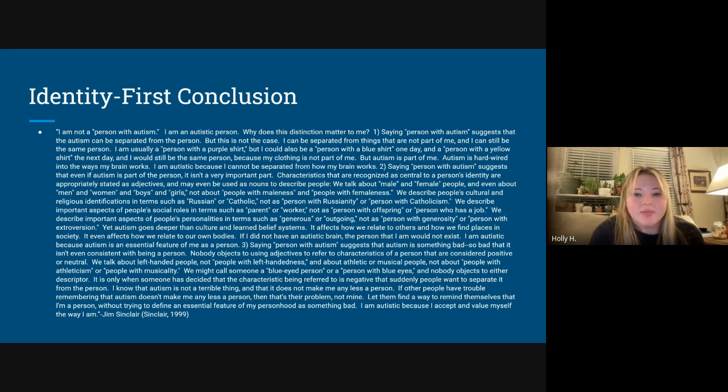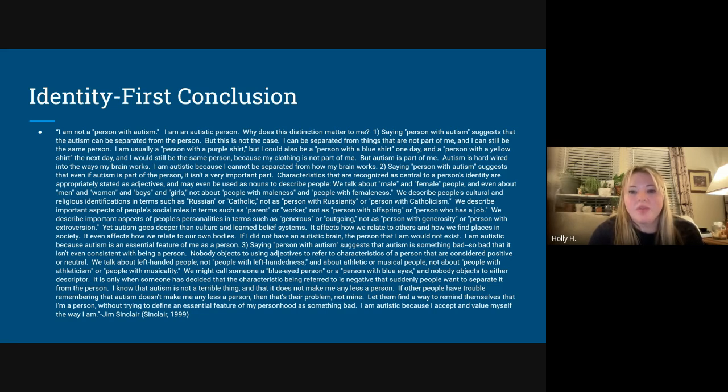Saying person with autism suggests that even if autism is part of the person, it isn't a very important part. Characteristics that are recognized as central to a person's identity are appropriately stated as adjectives and may even be used as nouns to describe people. We talk about male and female people, and even about men and women, and boys and girls, not about people with maleness, people with femaleness.